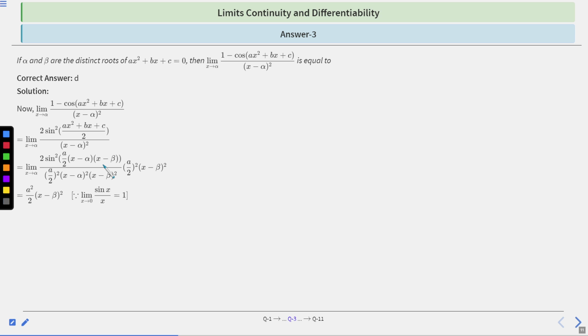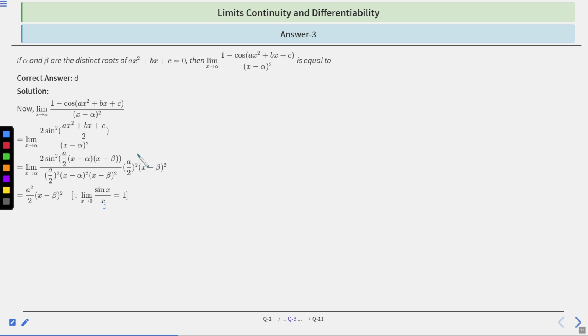Also, see, as we know that limit x tending to 0 of sin x upon x is basically 1. So sin square x upon x square is also 1. That means sin square (a by 2 (x minus alpha)(x minus beta)). In the denominator, we can also write (a by 2) square (x minus alpha) square (x minus beta) square. But in the denominator, only (x minus alpha) square was there. So we have basically multiplied by (a by 2) square into (x minus beta) square.